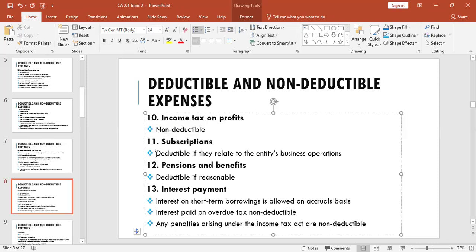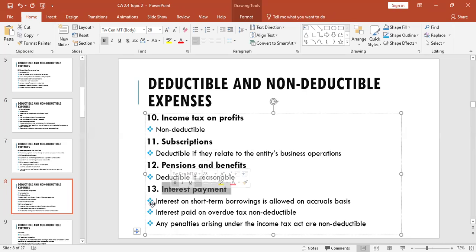So subscriptions, ZRA says these are deductible if they relate to the business operations. So if, for example, we are a trading company, then we have a membership in the Zambia Chamber of Commerce, and every single year per annum we need to pay a subscription fee. ZRA says that subscription fee is deductible for tax purposes. Then pensions and benefits, these are deductible if they are reasonable. So obviously pensions and benefits, they are deductible.